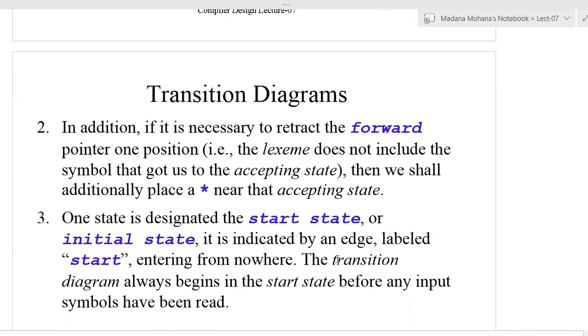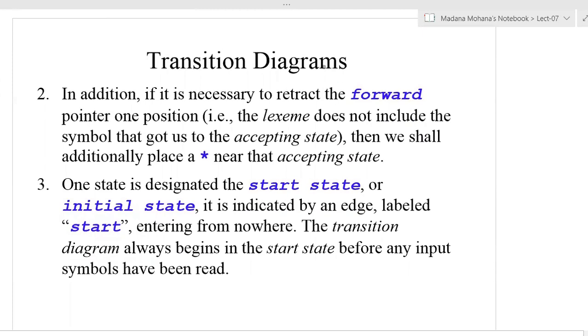Now, the second one: in addition, if it is necessary to retract the forward pointer one position, that is, the lexeme does not include the symbol that got us to the accepting state, then we shall additionally place an asterisk symbol near that accepting state. Suppose this is an accepting state; near that, we put an asterisk symbol. This is the second consideration. The asterisk shows to retract the forward pointer one position.